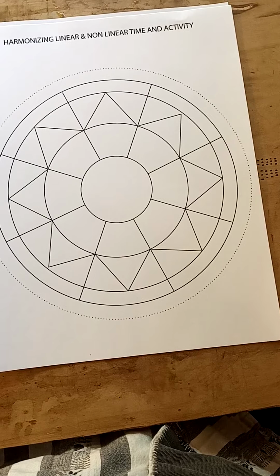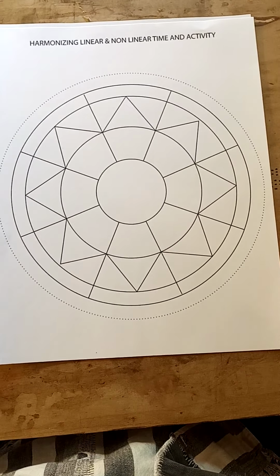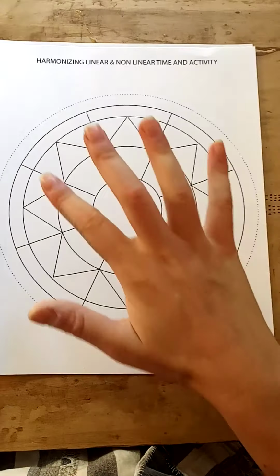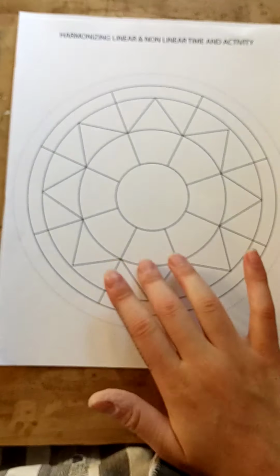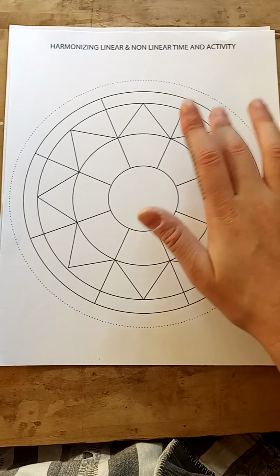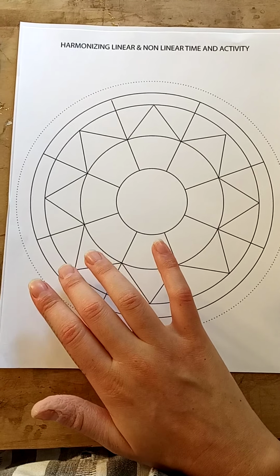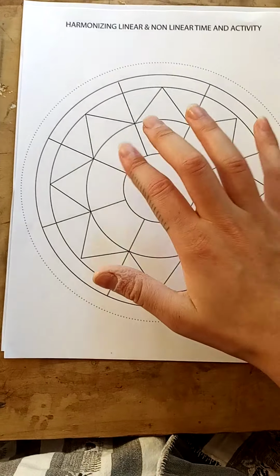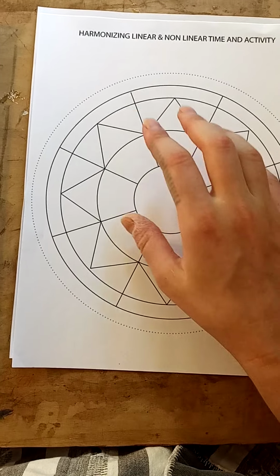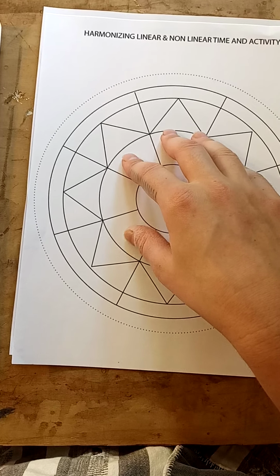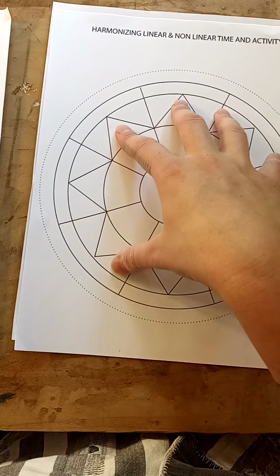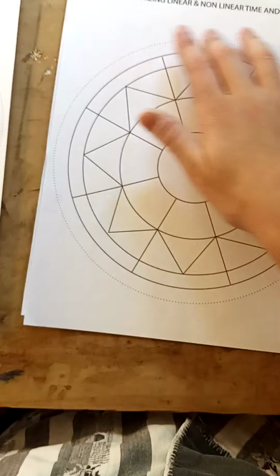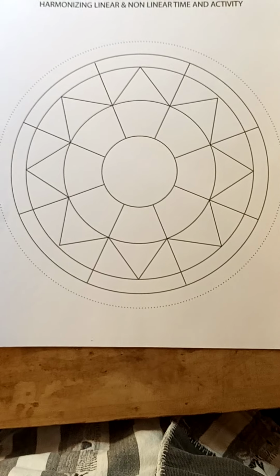So as you can see, there's 8 segments to the circle. There's a center circle, there's an outer circle, there's an outer circle beyond that, another circle, and another circle.